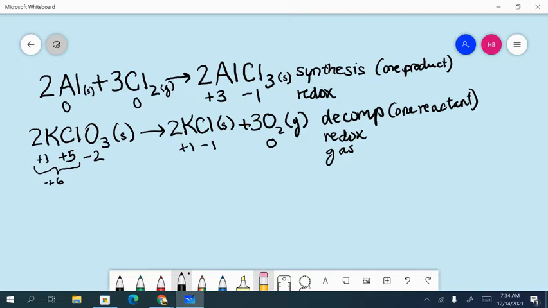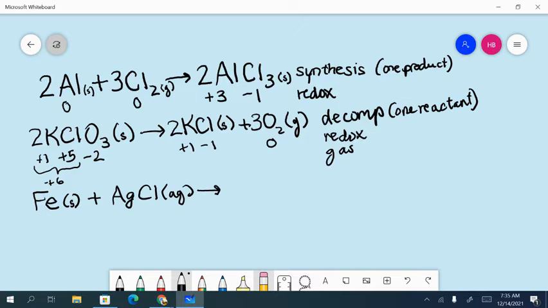Our next one is a single displacement reaction. So a single displacement reaction has somebody standing by himself and somebody in a compound, like such.